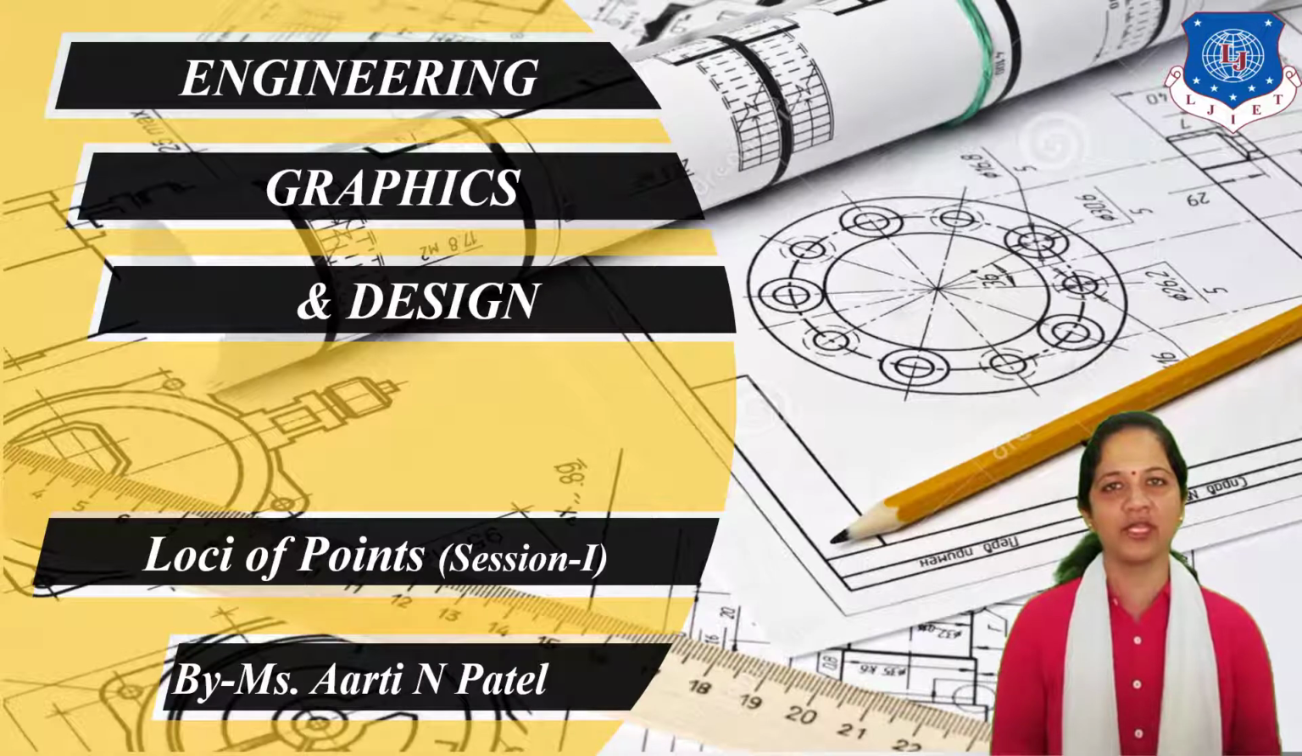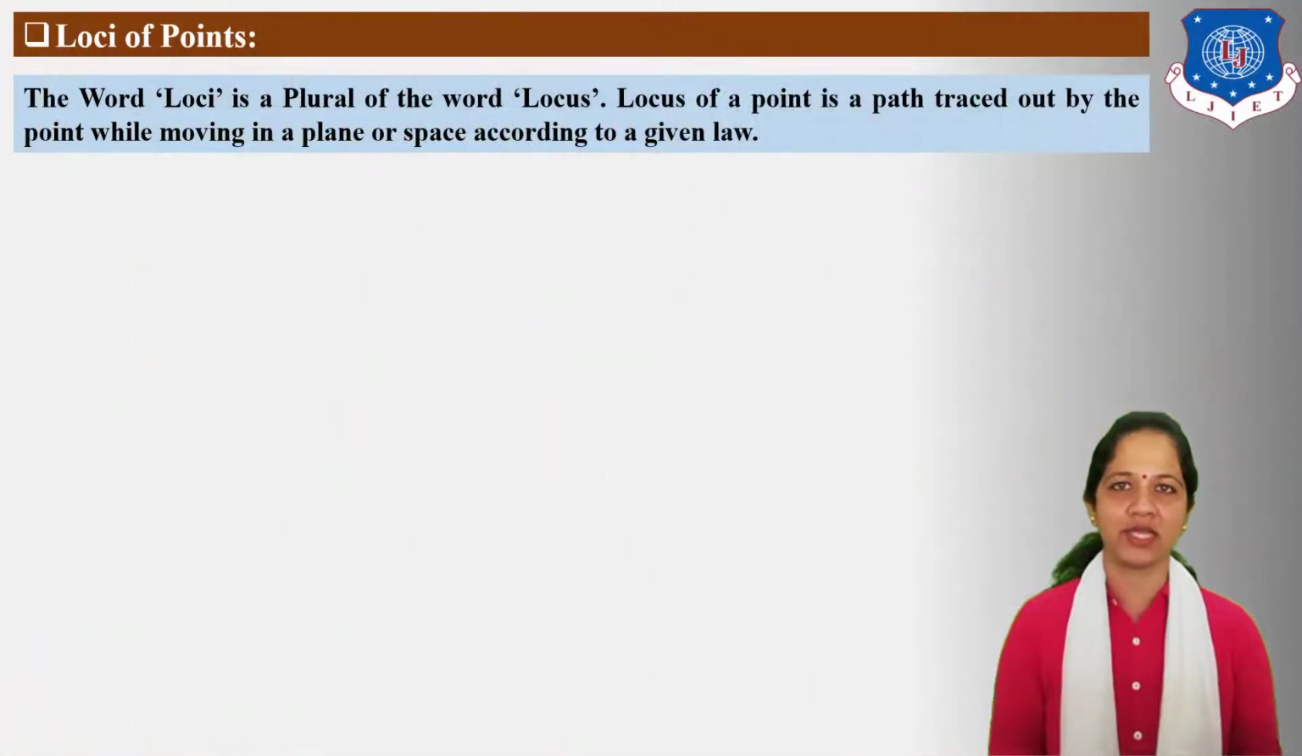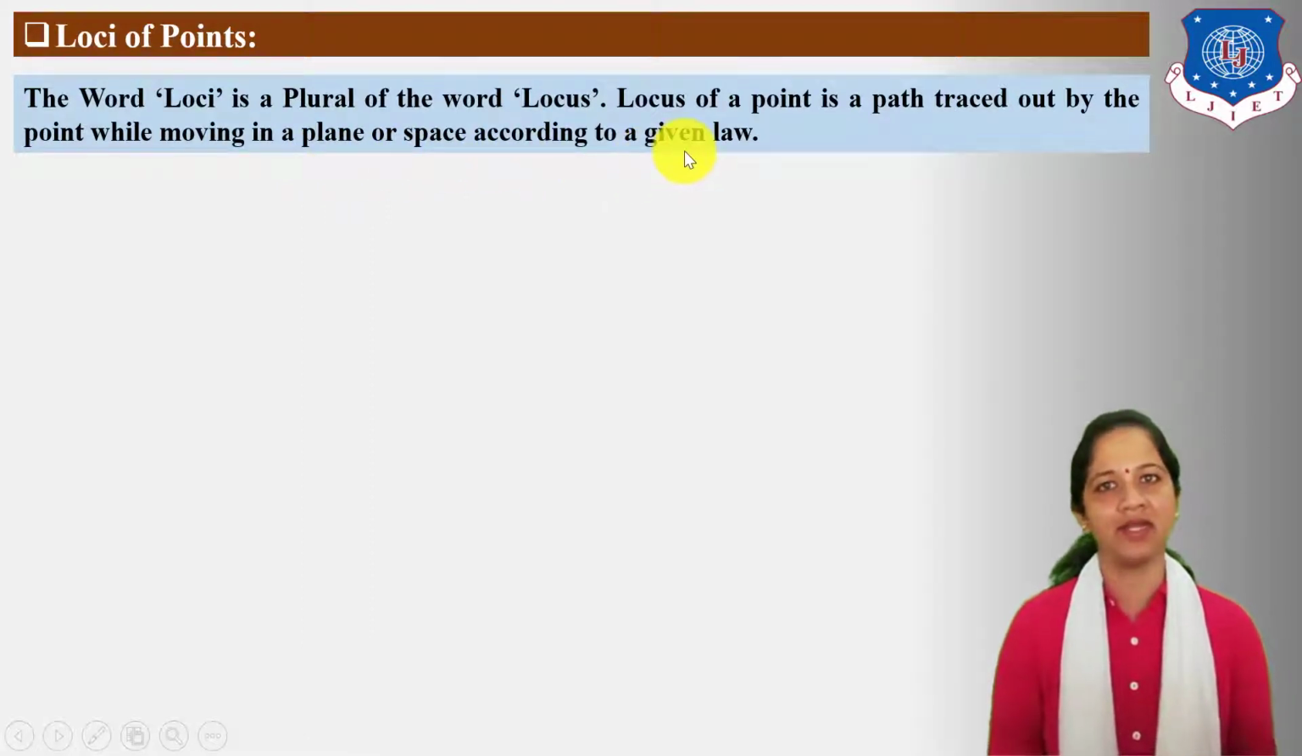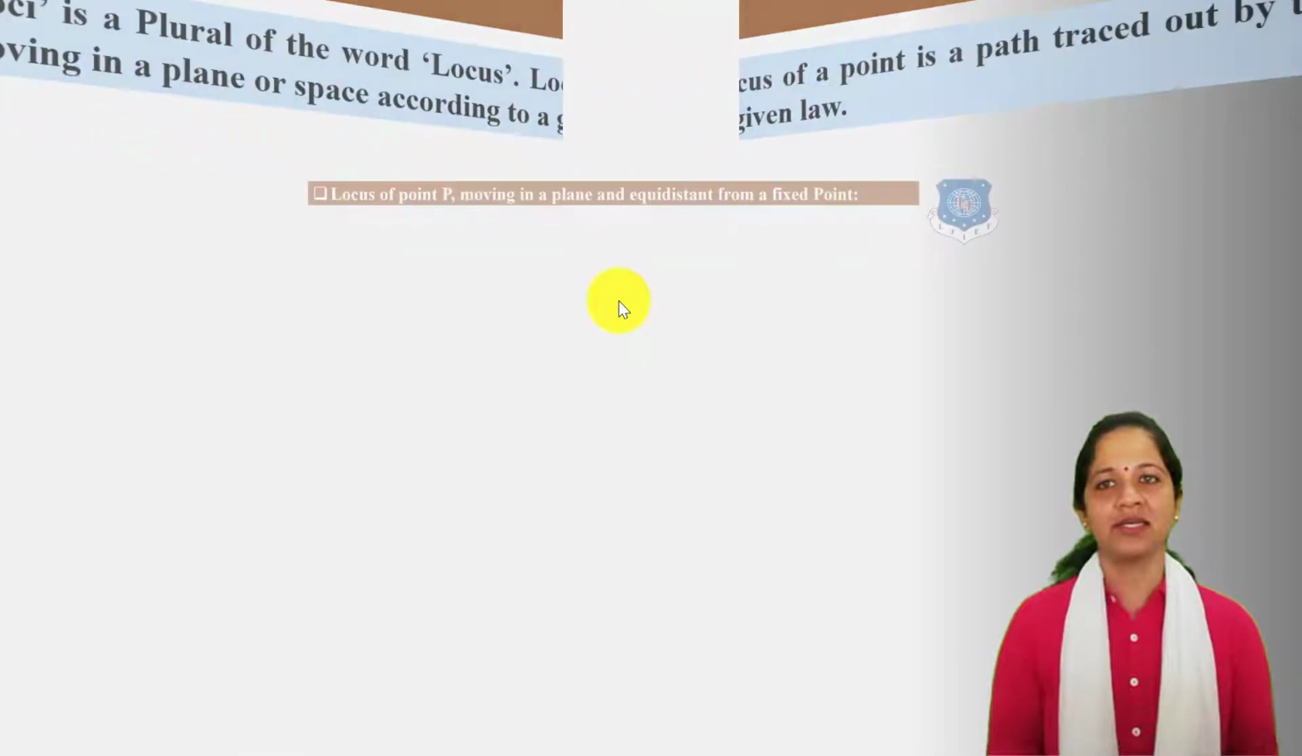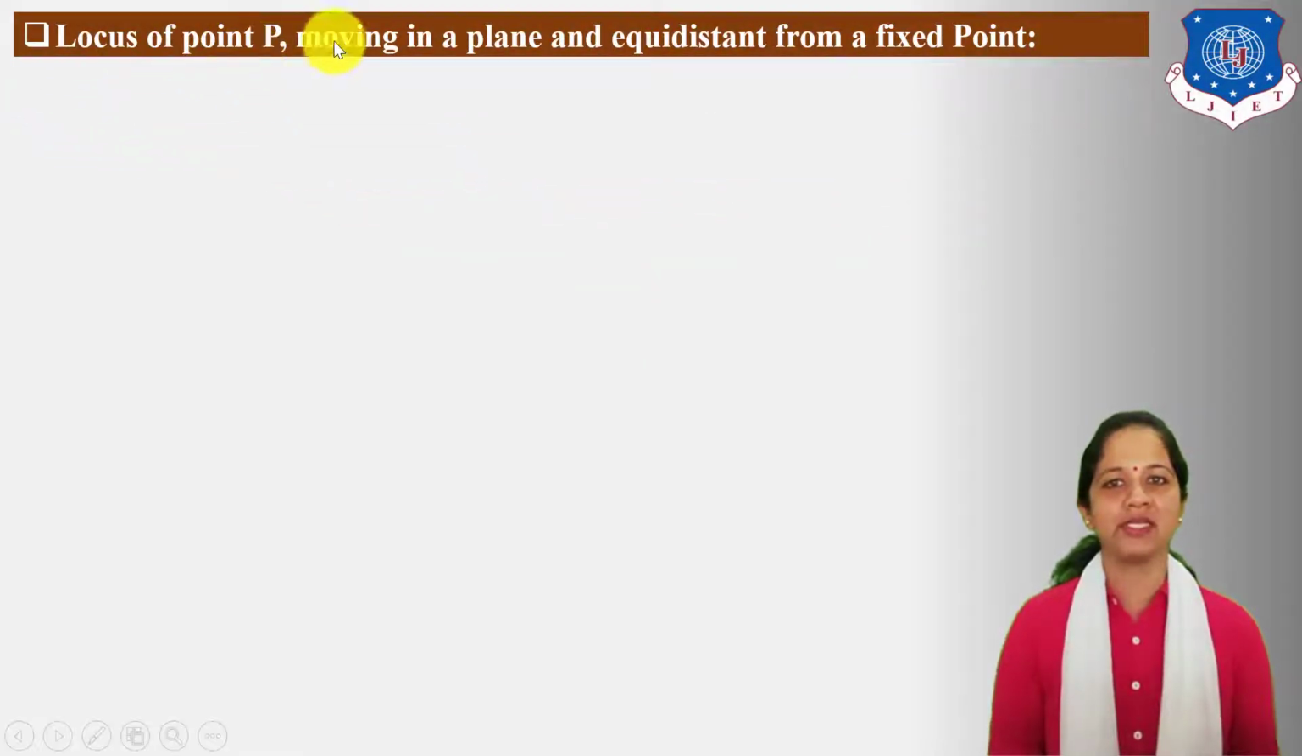In this session we are going to start the new chapter, which is loci of points. So next, let us understand what is loci of points. The word loci is a plural of the word locus. Locus of a point is a path traced out by a point while moving in a plane or space according to a given law. Next, let us understand locus of a point moving in a plane and equidistant from a fixed point.